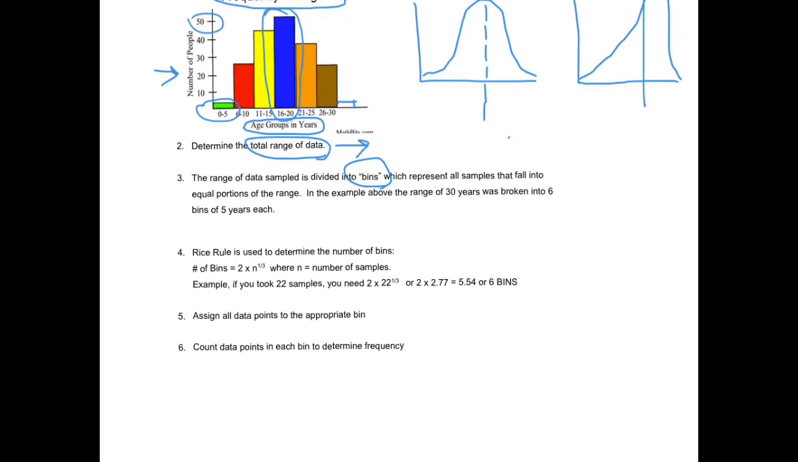There's something called the Rice rule that you're going to need to use to determine the number of bins. The number of bins is 2 times n to the 1/3, where n is the number of samples. Now in your case it was 30 samples. And if you lost that data or you wanted to do it again, or if I wrote a comment on yours that your data was wrong, you may want to take 30 other readings.